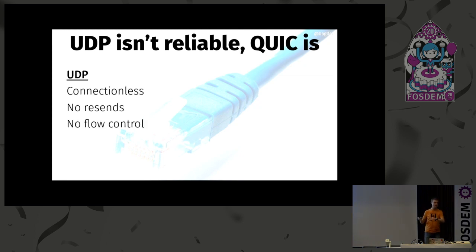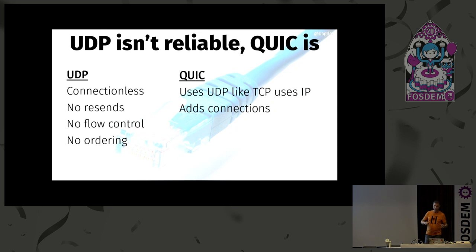So with UDP, you send whatever you want, it might end up in the other end, it could actually change order, there's no resend, there's no flow control. But we're not doing that. We're using UDP, so we do have to add all of that stuff on top of UDP. So we add connections and reliability and flow control, and we have streams and we have security and stuff on top of UDP. So QUIC is a new transport protocol. TCP is out, QUIC is in.